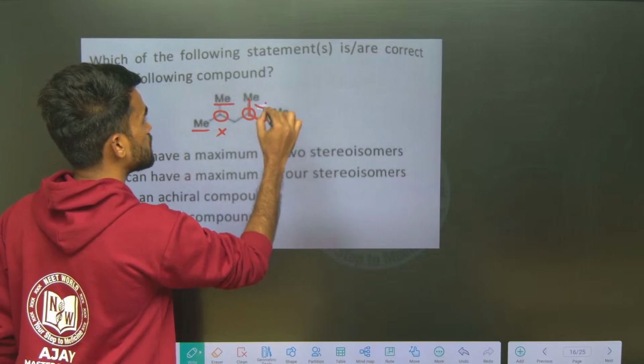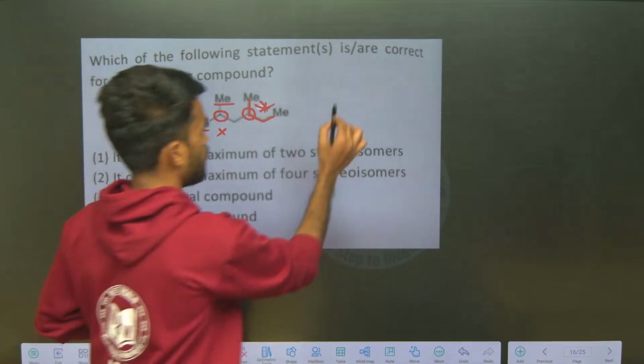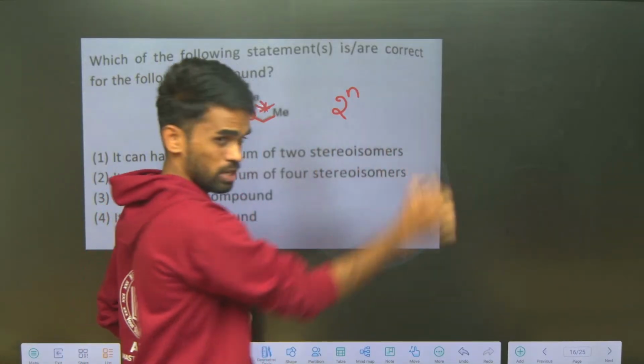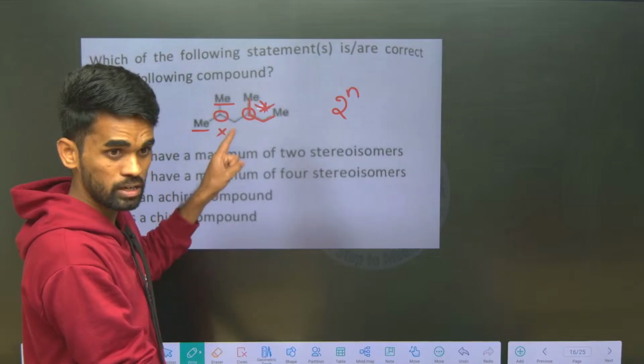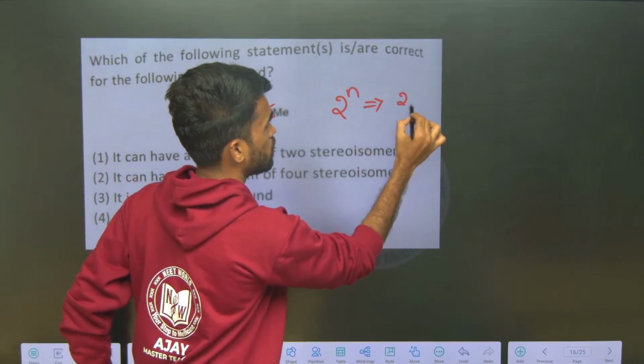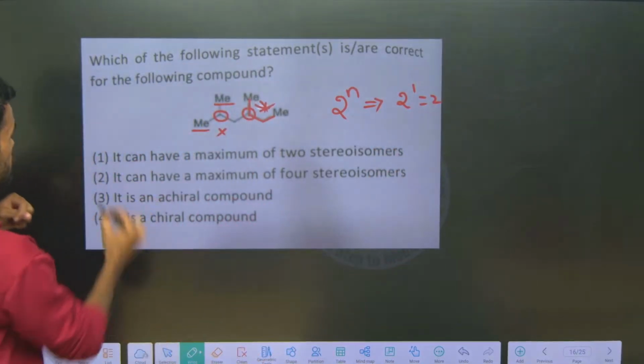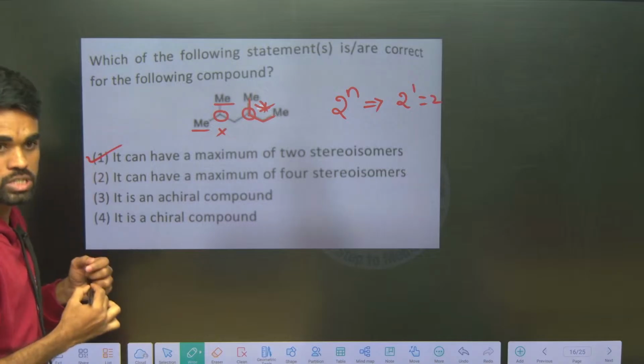One chiral center means how many stereoisomers are possible? 2 power n. I told you the number of stereoisomers possible is 2 power n. What is the n value here? 1. So the maximum number of possible stereoisomers is 2 power 1, which is 2. Which option is correct? It can have a maximum of 2 stereoisomers.